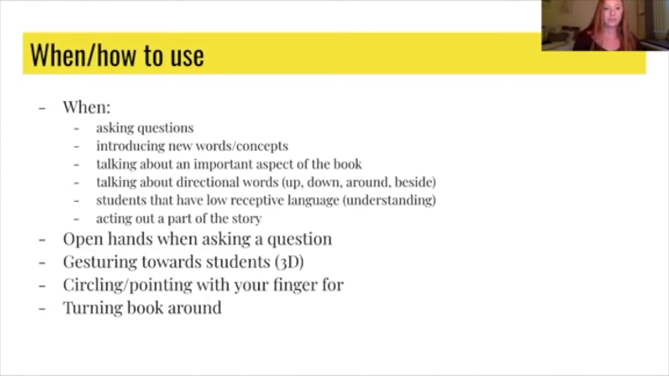And then I'm not sure what I meant with this point. I think there's a typo here, but circling or pointing with your finger for showing what you want them to see. I just didn't finish that sentence. I apologize. So if you're holding the book and you want them to see a castle, look at the castle. Wow, that's a big castle, right? So it's just like we talked about with the zoo, pointing at each of the animals, circling the castle. It just draws their attention to what you want them to see.